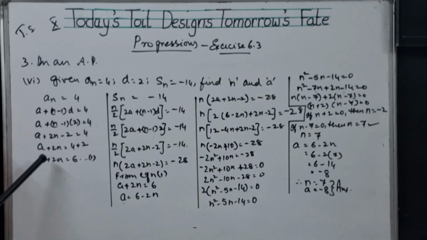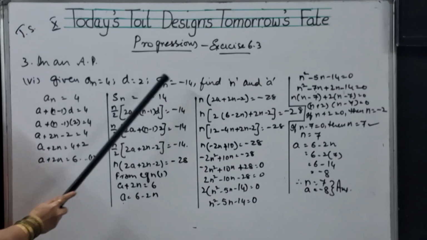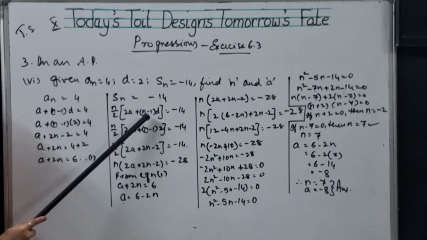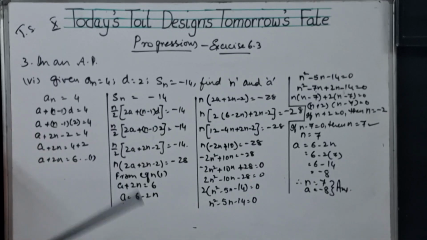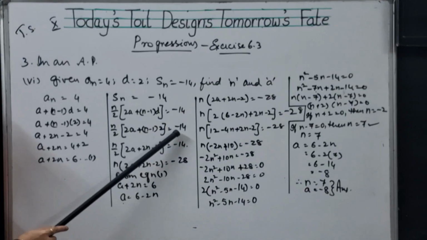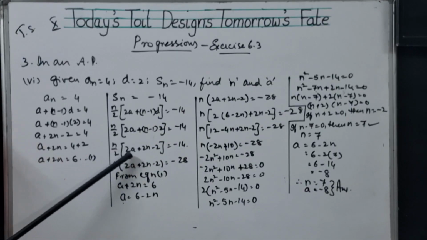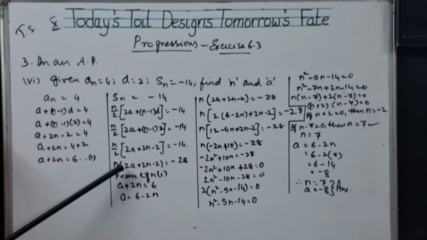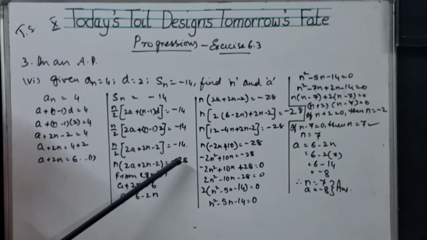That means what we have got? We have got an equation. We cannot proceed with it because we don't know a, we don't know n. So leave it as it is. It will be useful for other purposes. Now let us take this. Sn is equal to minus 14. The general formula of Sn is n by 2 into (2a plus (n minus 1) into d) is minus 14. The d value is 2, so n by 2 into (2a plus 2n minus 2) is equal to minus 14. So n into (2a plus 2n minus 2) is equal to, I have sent the 2 here, minus 28.